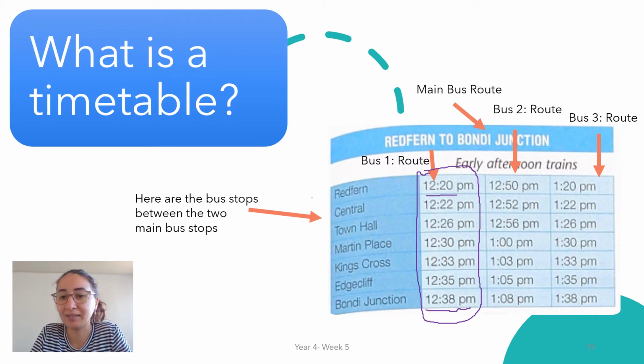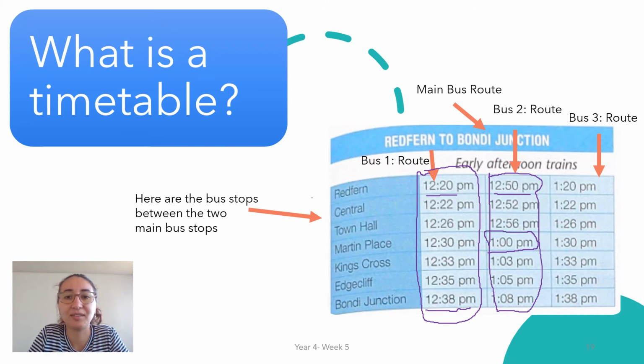We read the next bus as well, so you can see the next bus. The next bus starts at 12:50 and it reaches Bondi at this time. But say if you needed to go to Martin Place for something at 1:10, you would ideally catch this bus because you will reach Martin Place at 1 o'clock. So that is how you would use a timetable. Again, same thing for bus 3, but I'm not going to repeat myself again.